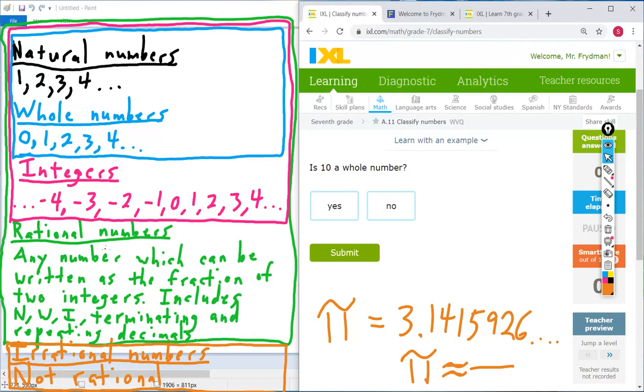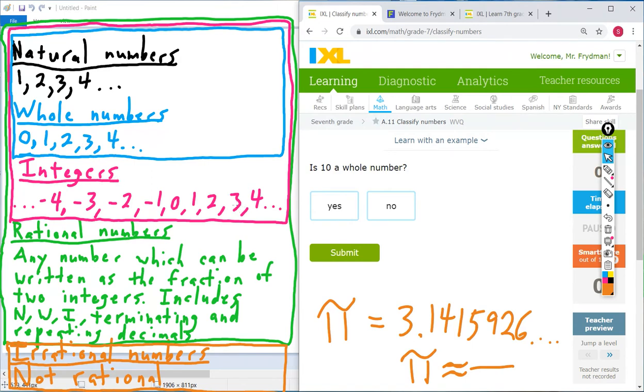And you can make a similar statement over here. Notice that I have this pink box going around not just the integers, but also the whole numbers and the natural numbers. And the reason for that is because, for example, the number 3, it's a whole number, but it's not only a whole number, it's also an integer.